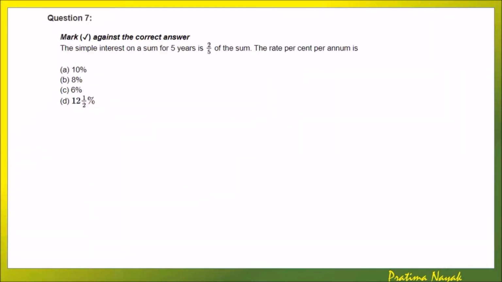Next, coming to question number 7. The simple interest on a sum for 5 years is 2 by 5 of the sum. The rate percent per annum is 10%, 8%, 6%, 12.5%. The simple interest is equal to 2 by 5 of your principal.